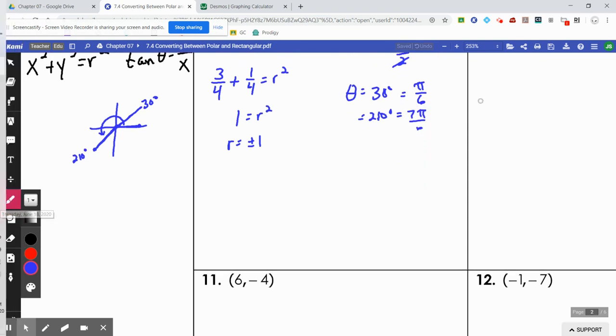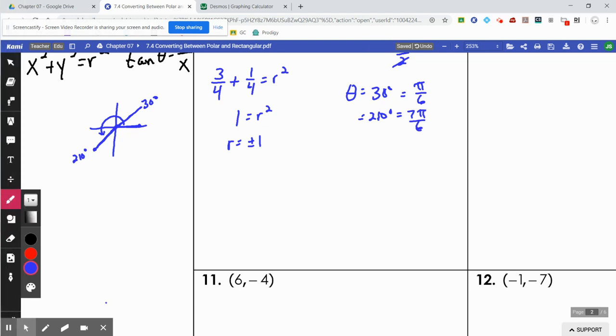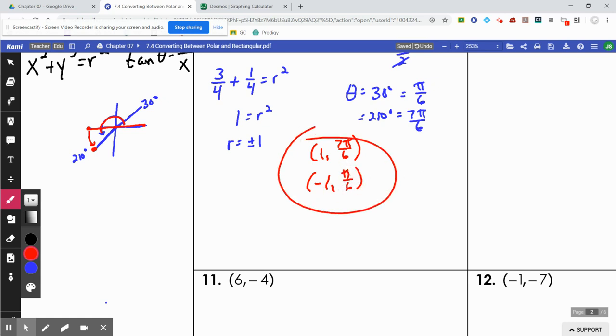So let's see if we can figure out what goes with what here. In order to obtain this point, if you go out a radius of 1, you would have to rotate the 7π/6. So 1, 7π/6 would be one of the angles that it ends up here. However, what if you rotate or go out a radius of -1? Then you can just rotate the positive pi/6. So there are your two angles.